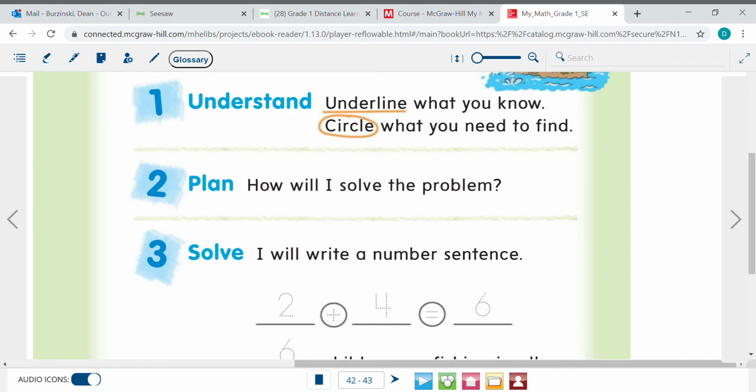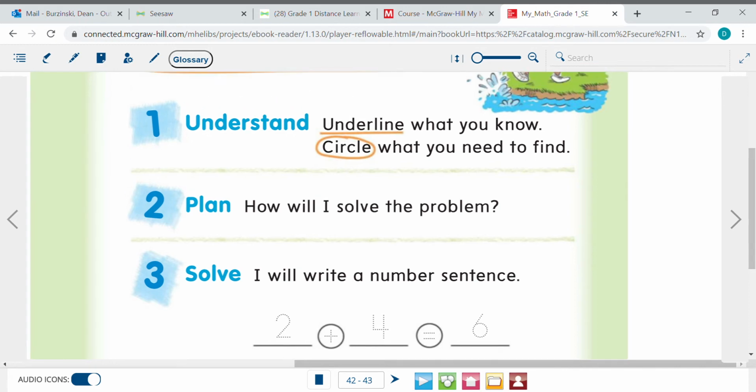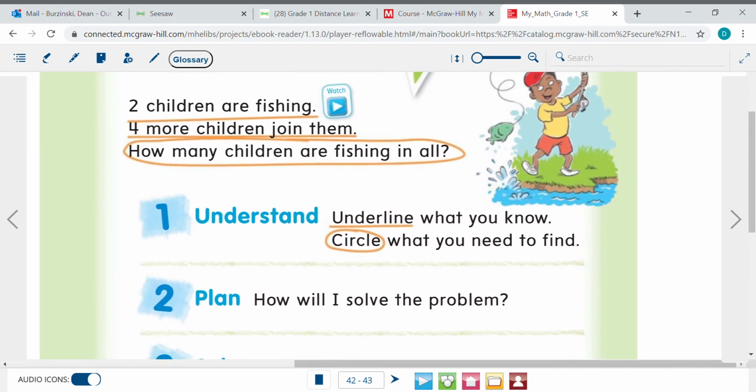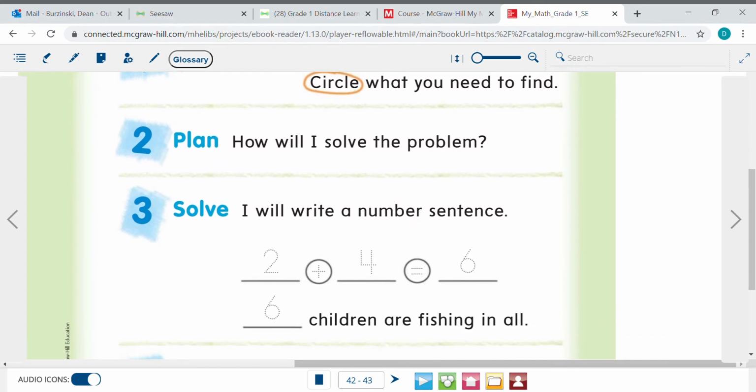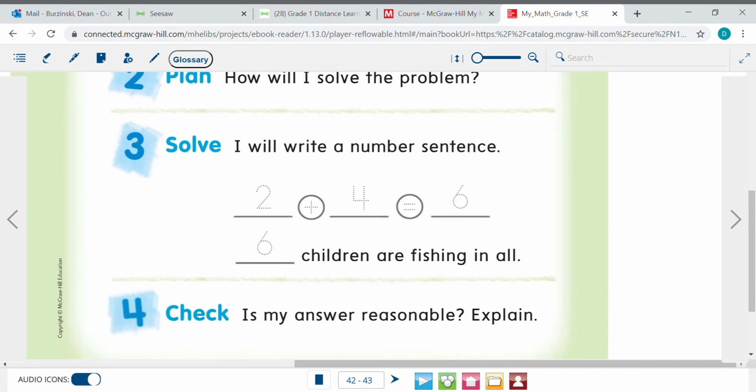Well, that equals 6. So two children are fishing, four more join them. How many are in all? Two children fishing plus four more join them equals 6 in all. And so the answer is 6 children are fishing in all. And then you check and say, well, does that make sense? Is that reasonable? That if we wanted to know how many in all, that 2 children and 4 more would make 6? Well, it makes sense, doesn't it? 6 children are fishing in all.